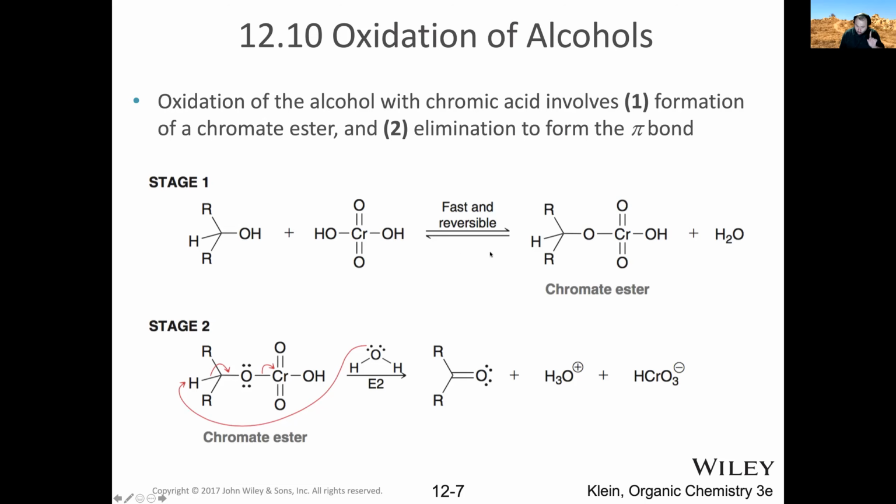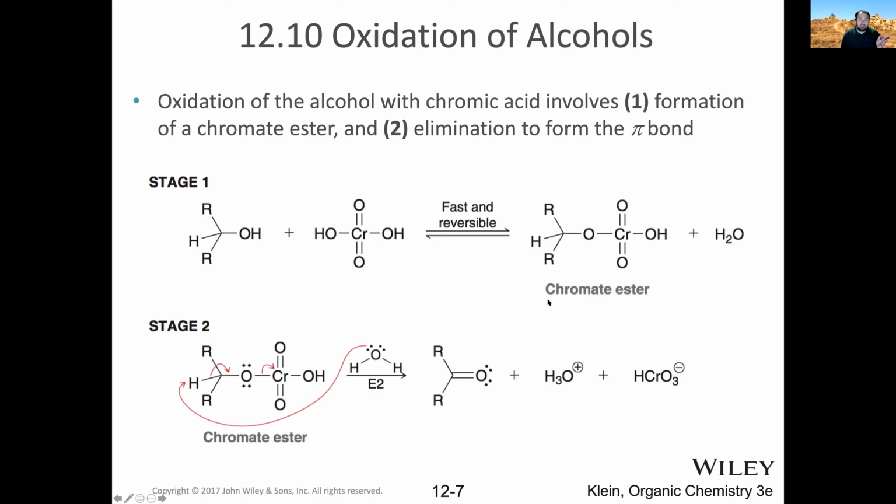But it is important to realize it's the alcohol that will do that. You have to have a carbon with an OH group that can react with the chromic acid to form this chromate ester. So that is the key. And now you might be asking, why does an aldehyde do it? It's not an alcohol, and we'll mention that in a second.